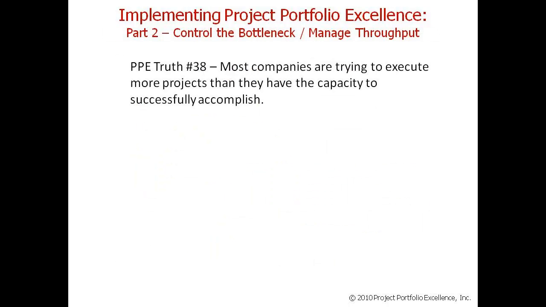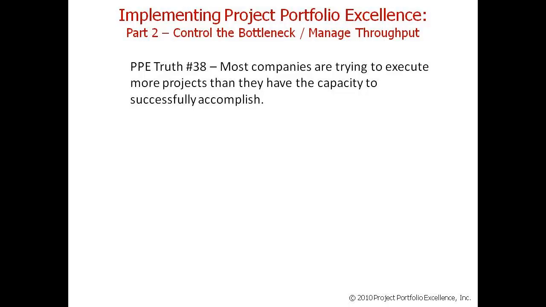One of the main reasons that companies are getting disappointing and frustrating results with their software and projects today is represented in truth number 38. Most companies are trying to execute more projects than they have the capacity to successfully accomplish. And that's where we start in the discussion of this video, Control the Bottleneck and Manage Throughput.